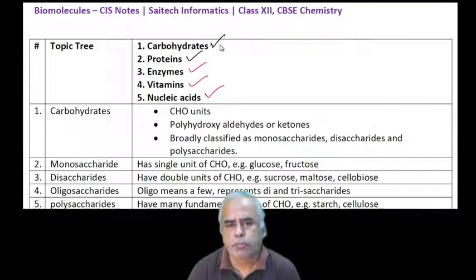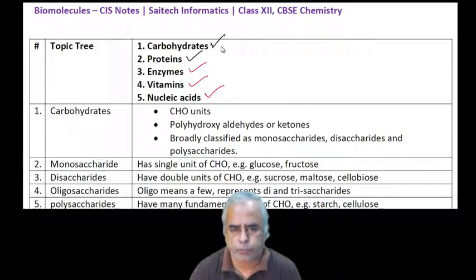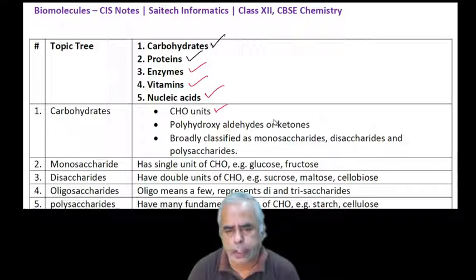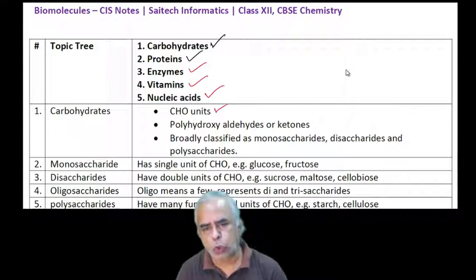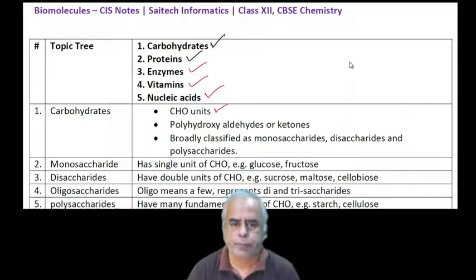Carbohydrates, that is nothing but sugar. They essentially consist of CHO unit, that is carbon, hydrogen, oxygen. They can be polyhydroxyaldehyde or ketone, and based on that we can have the aldose and ketose.